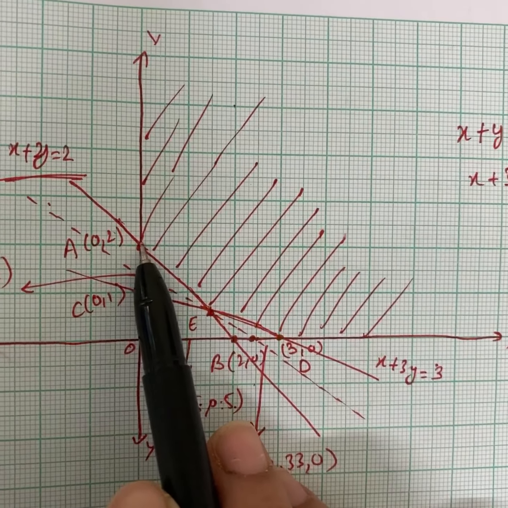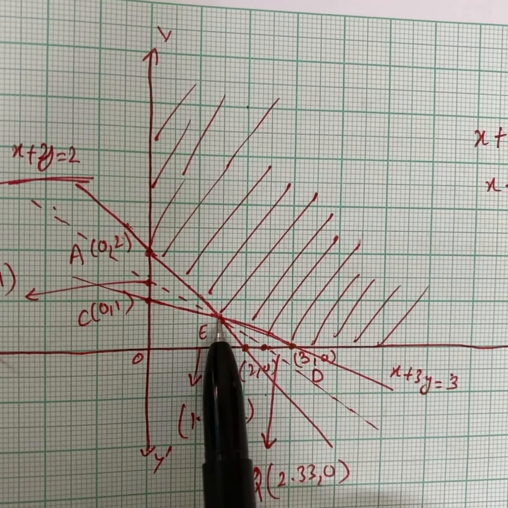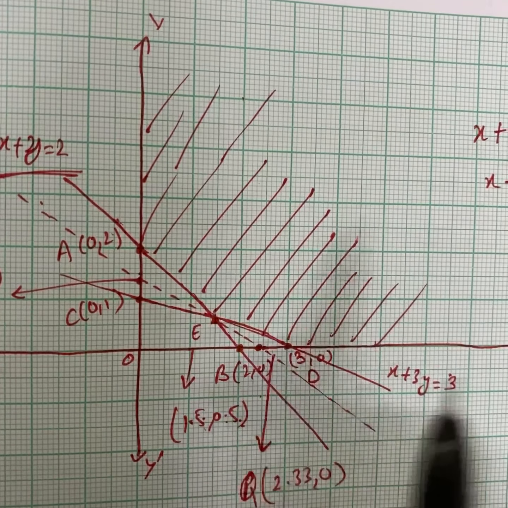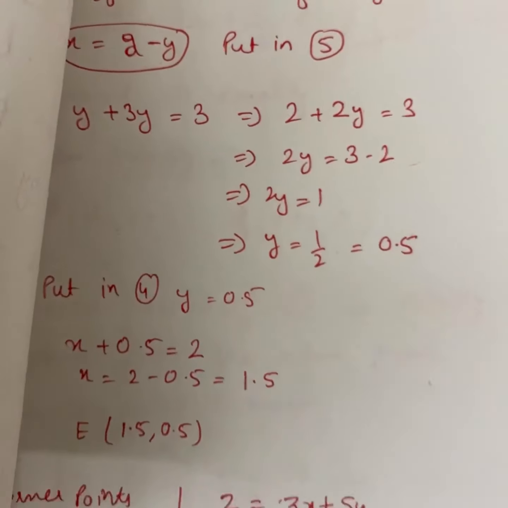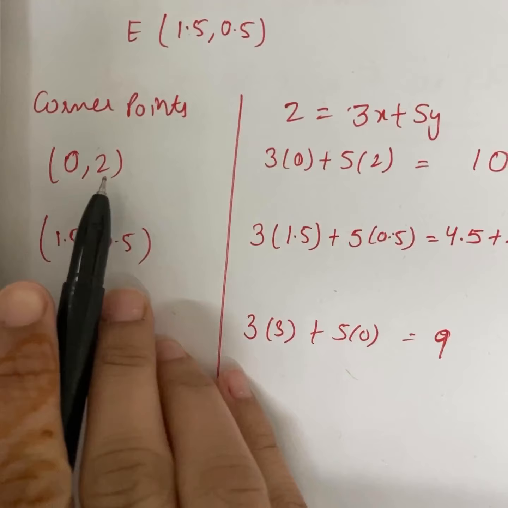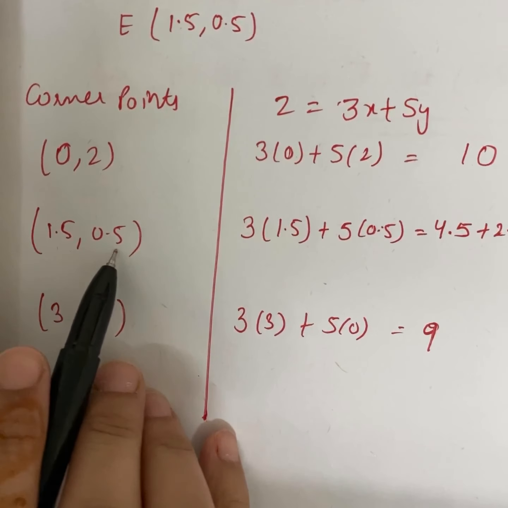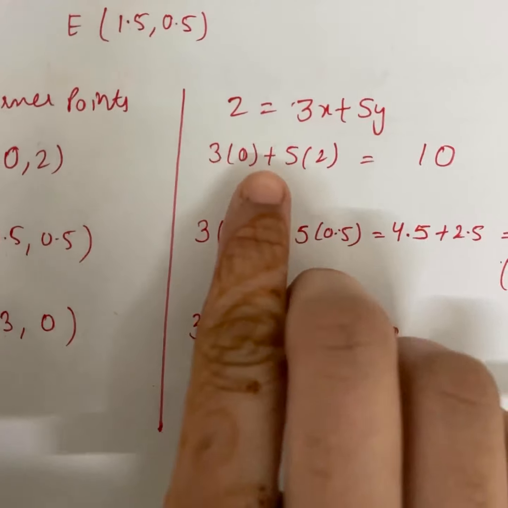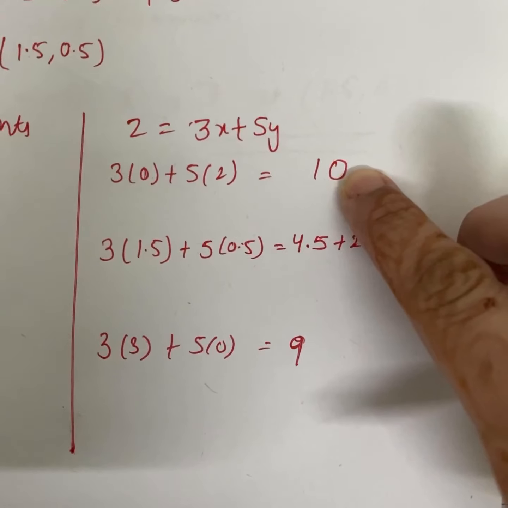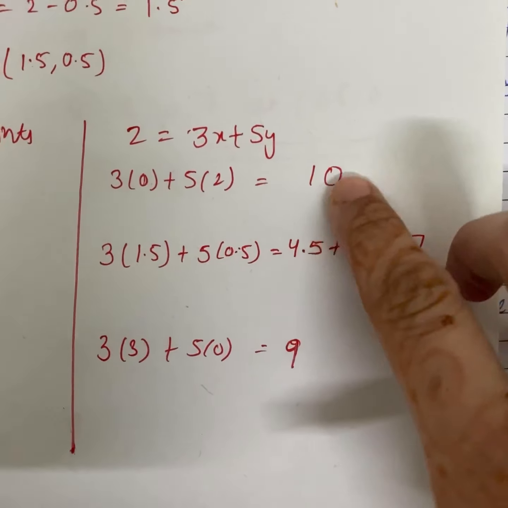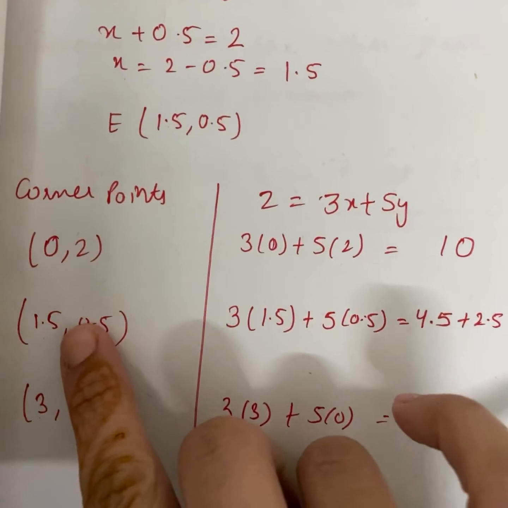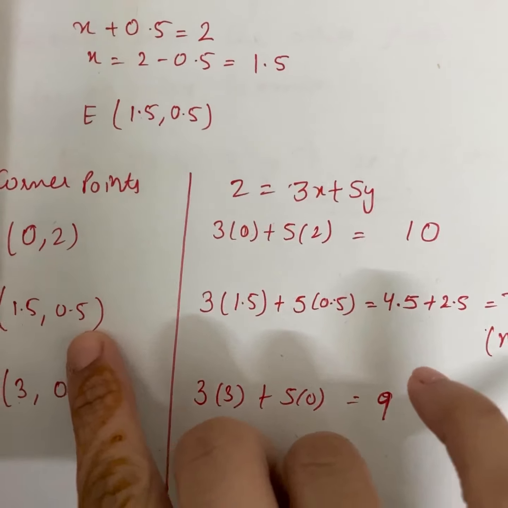First point is A, that is (0, 2). Next is E, (1.5, 0.5). And next is (3, 0). So these three are my corner points. Here I have put (0, 2), (1.5, 0.5), (3, 0). I put these three points and then got the values: first value is 10, then 7, then 9. Out of these three values, the minimum value is 7, and the point is (1.5, 0.5).